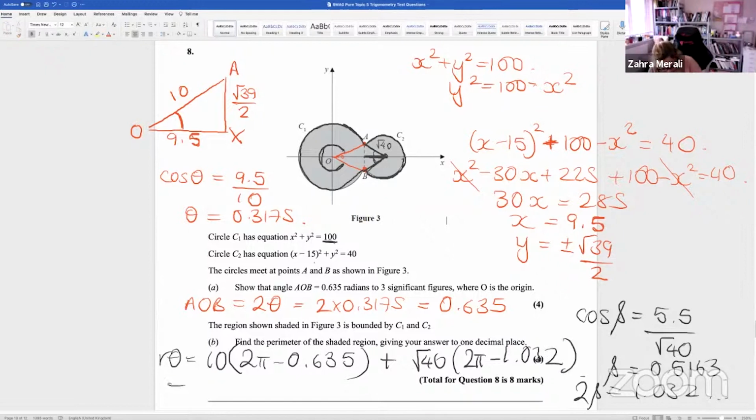I plug that all into my calculator, and the perimeter equals 89.7. I didn't tell you if it's centimeters or what it is. So 89.7. I know that looks a little bit of a mess, but hopefully that makes sense. So you've got your circle and your coordinate geometry being tested there as well. Okay, next question.